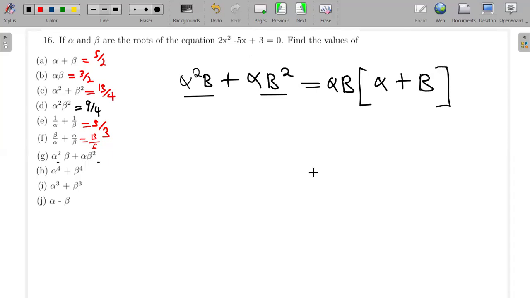Okay, so now this is expressed in terms of the product of the roots and the sum of the roots. The product of the roots is 3/2, that one there. And then the sum of the roots is 5/2. So it means here I'm just going to get a 15/4. So that will be the answer there. So we're going to write 15/4 there.